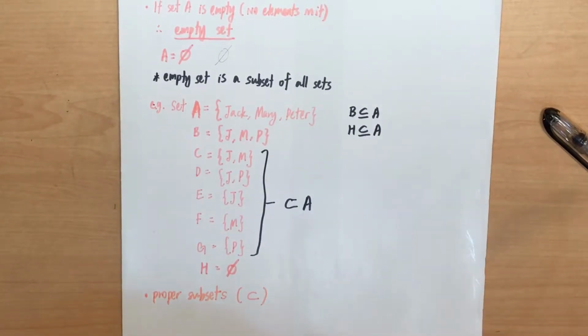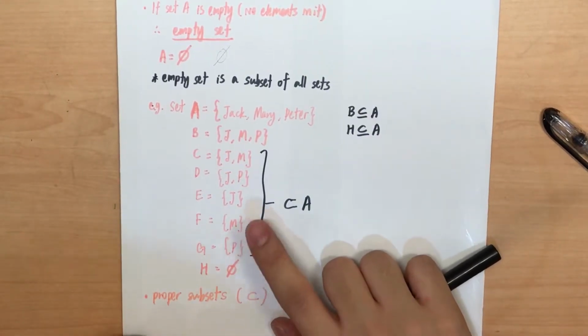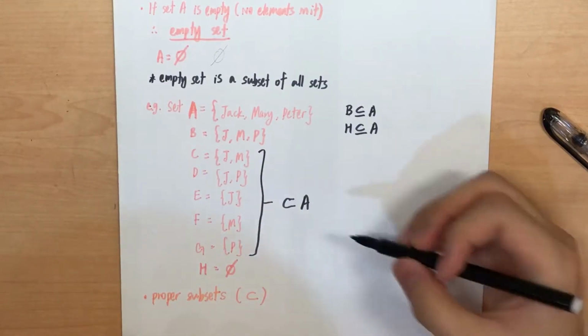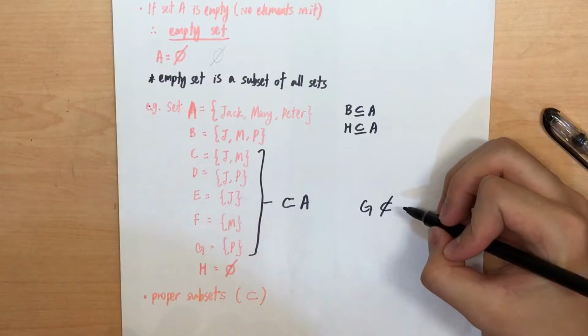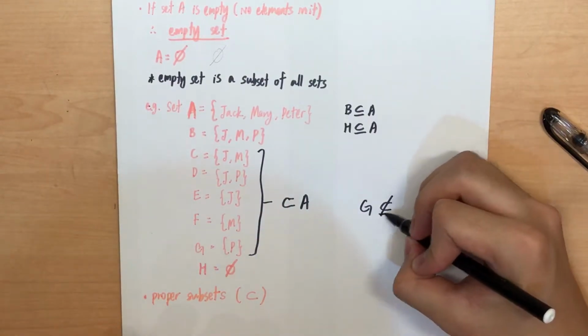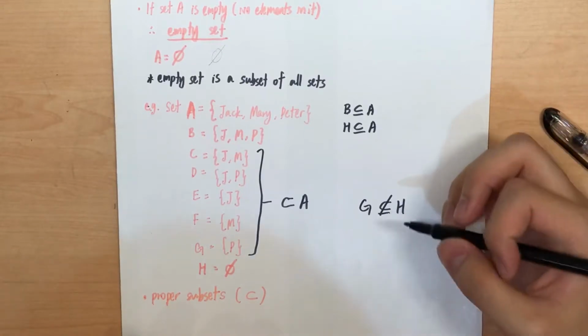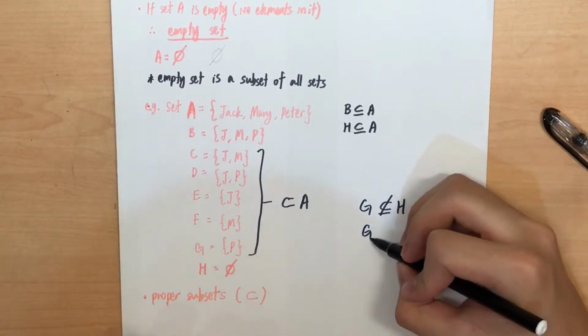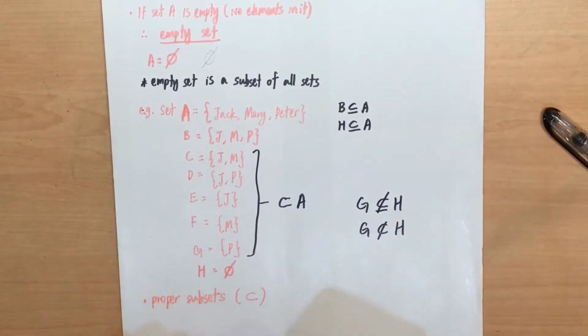And let's say if we say that G is not a subset of H, we can say G is not a subset of H. If we say G is not a proper subset of H, we can say G is not a proper subset of H. Something like that.